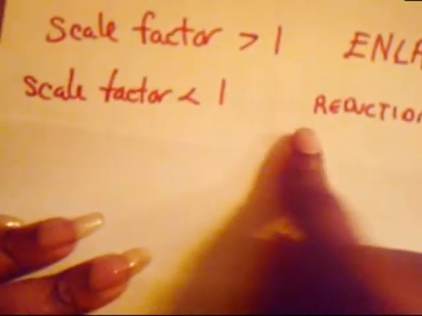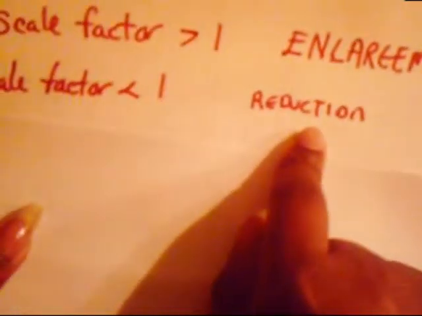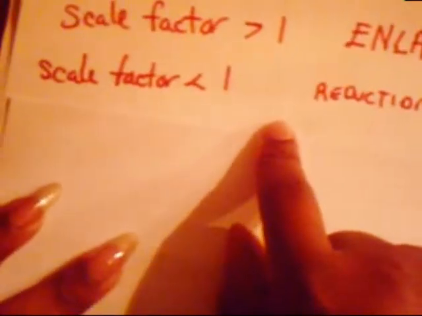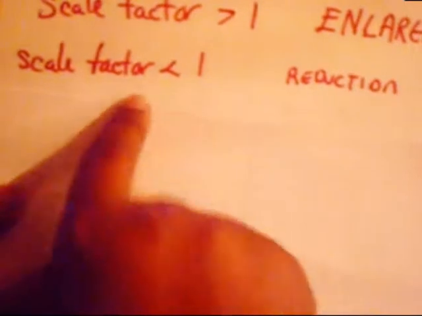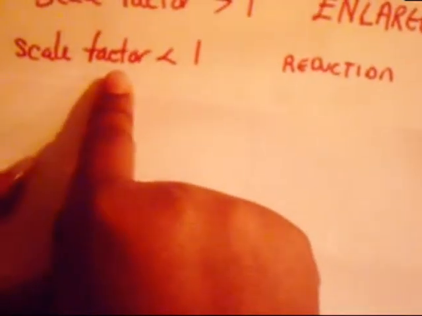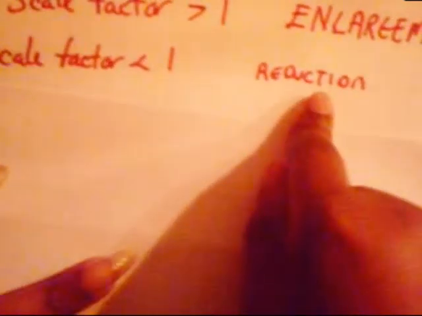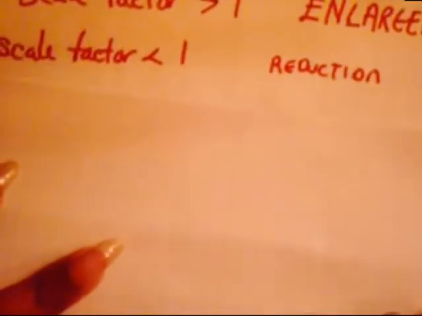If your scale factor is less than 1, that's going to result in a reduction. So all of your fraction numbers, 1/2, 3/4, 0.73, if you're taking that scale factor and it's smaller than 1, your new image or your prime image is going to be a reduction.